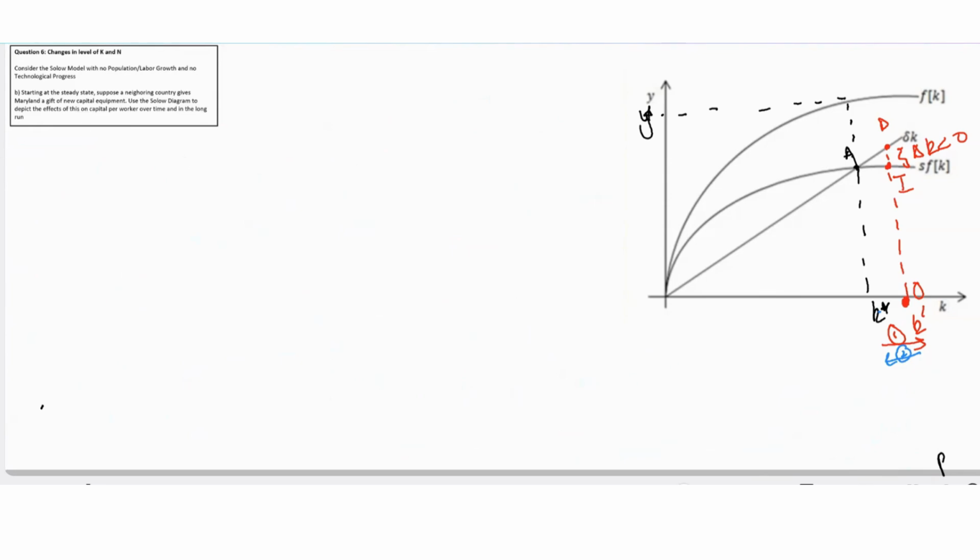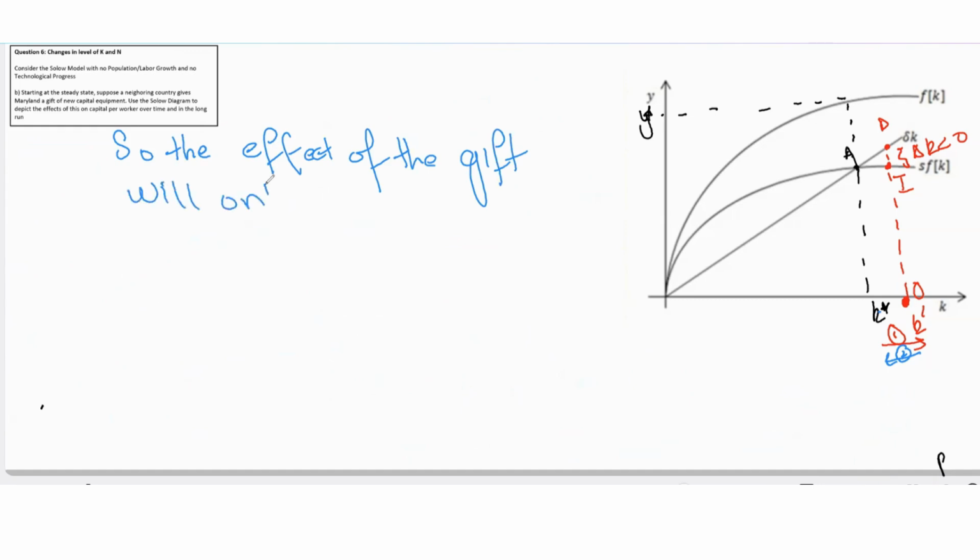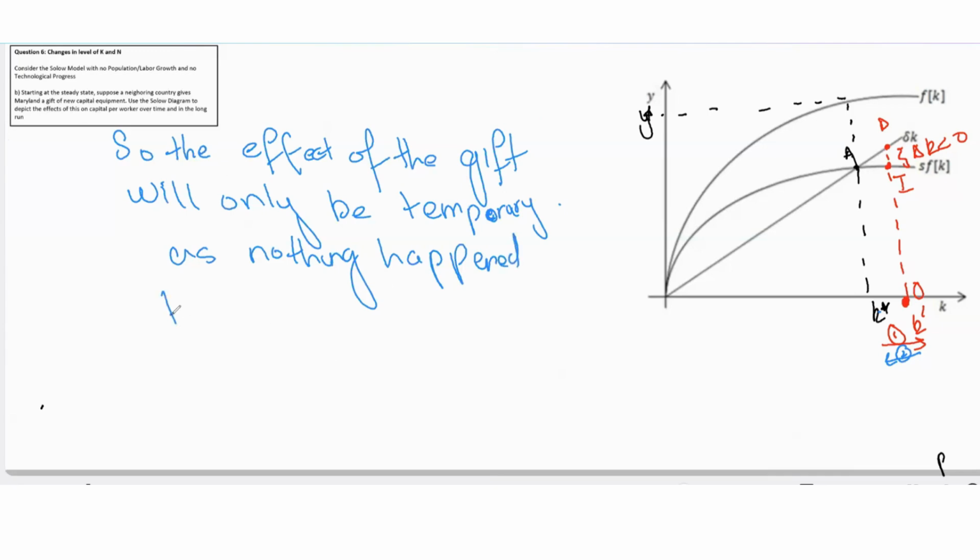So the idea is this. The effect of the gift will only be temporary, as nothing happened to investment or depreciation.